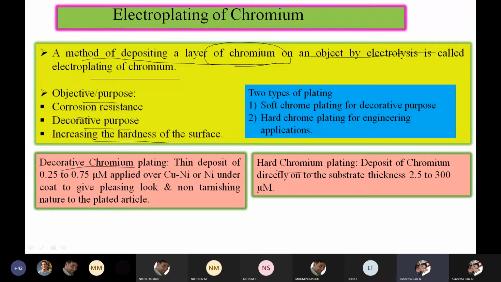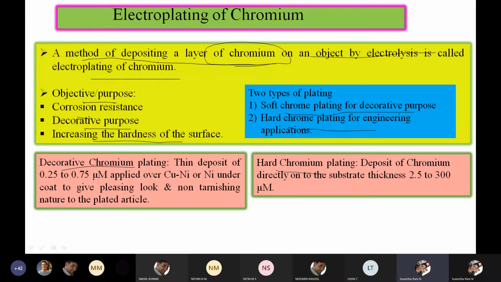There are two types of plating. One is soft chrome plating, which is for decorative purposes. The other is hard chromium plating for engineering applications. Based on the application, we can coat the chromium on the surface. If you want to coat chromium on an object for a decorative purpose, you can coat it. If you want to coat chromium on an engineering application like machine parts or automobile parts, you can coat with a hard chromium.